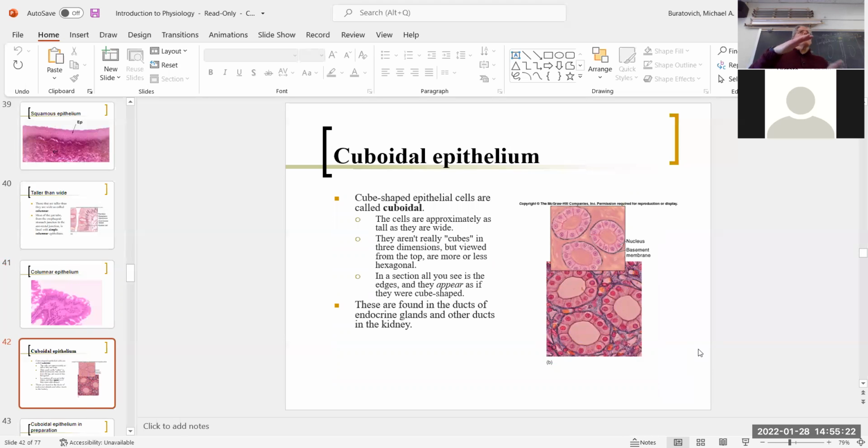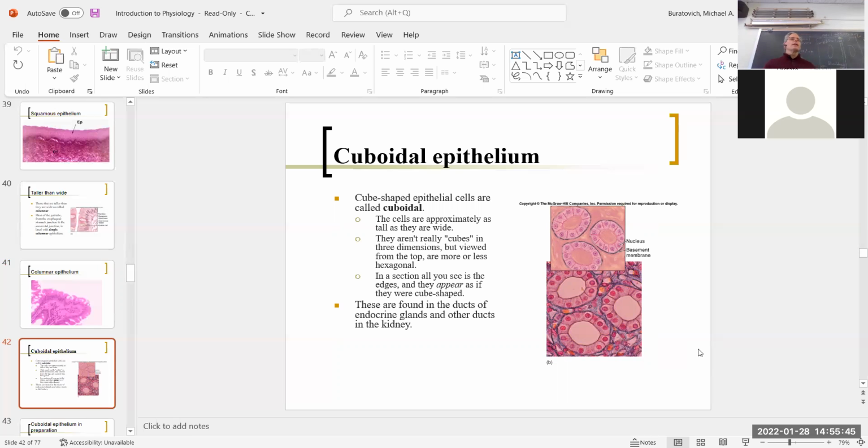Now, if the cells are as high as they are wide, and they're shaped like a box, they're shaped like a cube, so they are cuboidal. Cuboidal epithelia are seen wherever epithelia form a tube.